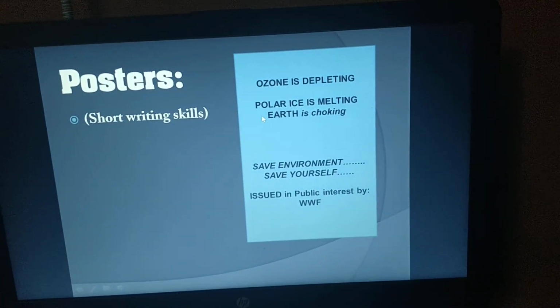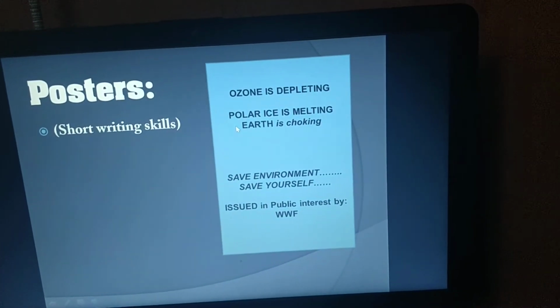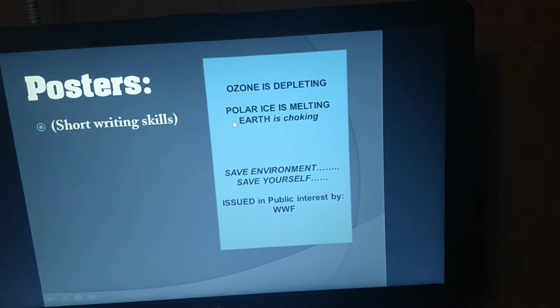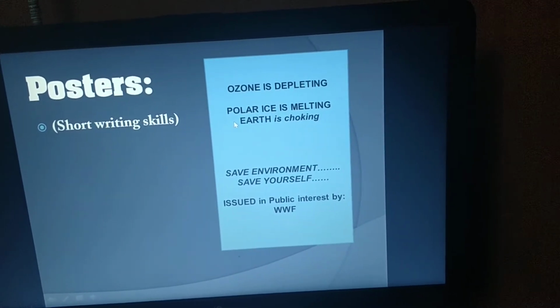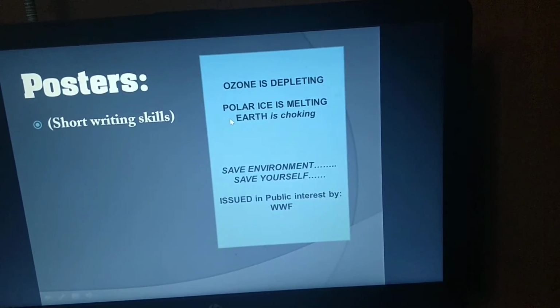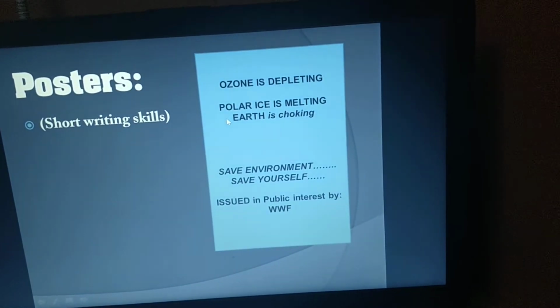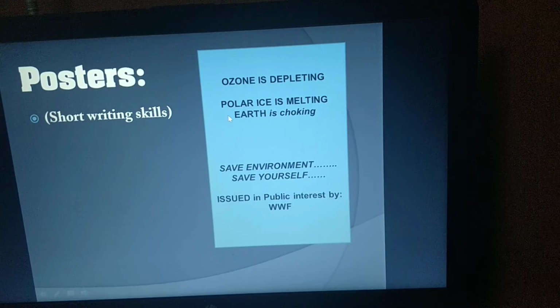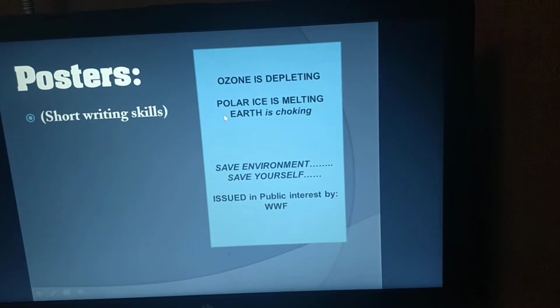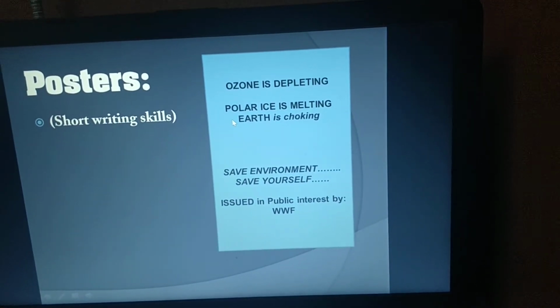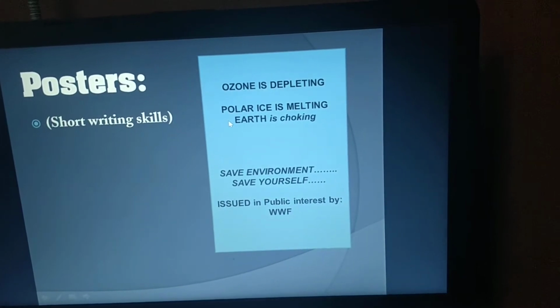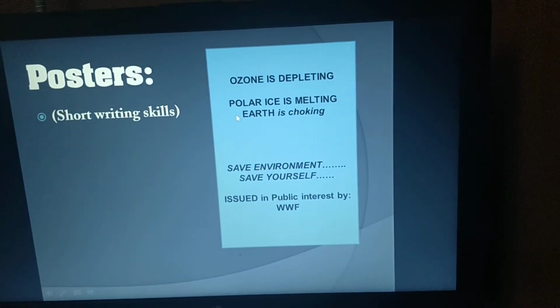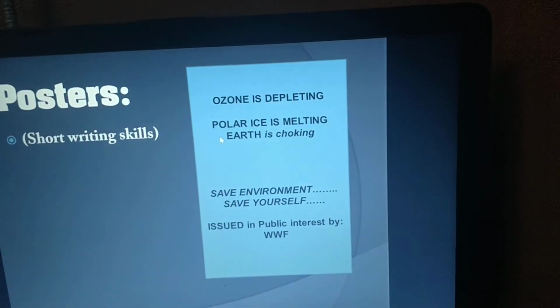Good afternoon, students. Today I will be covering two topics of your short writing compositions or short writing skills: posters and display advertisement. I have chosen to teach both topics because there is a great deal of similarity between the two. So I hope that today's session will be very interesting for you. First of all, I would start with the posters.